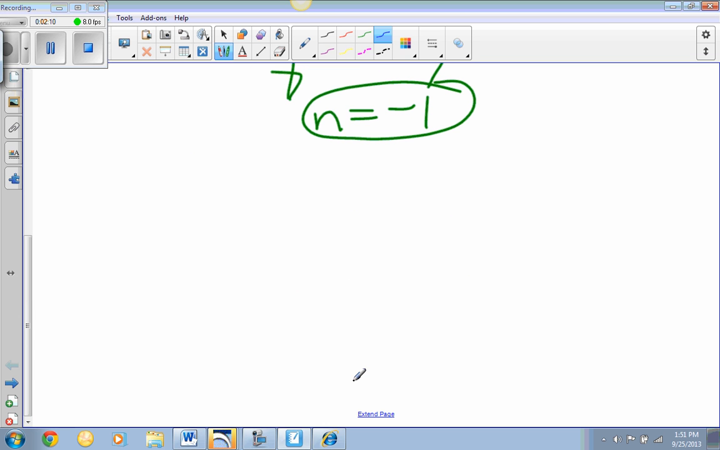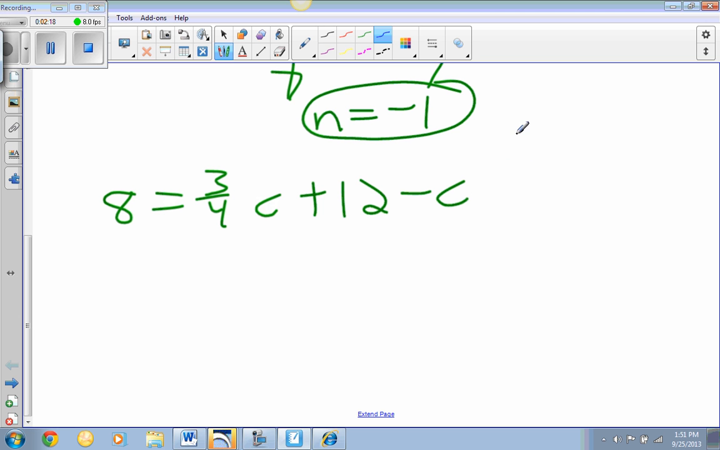Here's another example. So 8 equals 3/4 c plus 12 minus c plus 4. Okay, there's a lot going on in this problem. Don't let it scare you. Do what you can, right? Combine what you can first.